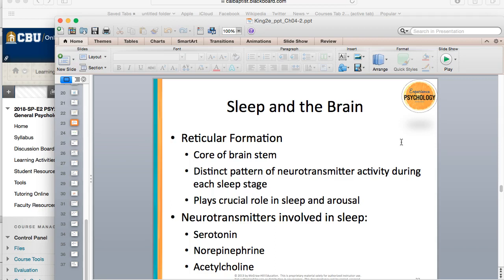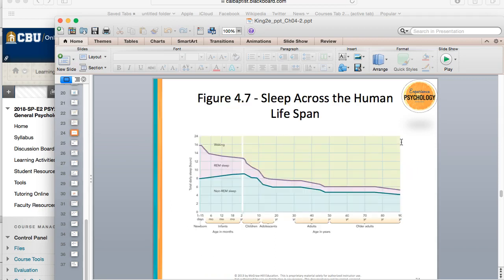Reticular formation is the core of the brain system. It's a distinct pattern of neurotransmitters active during each sleep stage, and it plays a crucial role in sleep and arousal. Neurotransmitters involved with sleep: serotonin, norepinephrine, acetylcholine. So we talked about this last week in your slides, and how neurotransmitters are how different mental illnesses are impacted within the body. So serotonin, norepinephrine, acetylcholine, these are all things that are involved with sleep, and specifically when you have a problem with sleep, or you have anxiety, these are the types of medications that will be prescribed to those who are having this issue. So this is important to remember and be aware of.